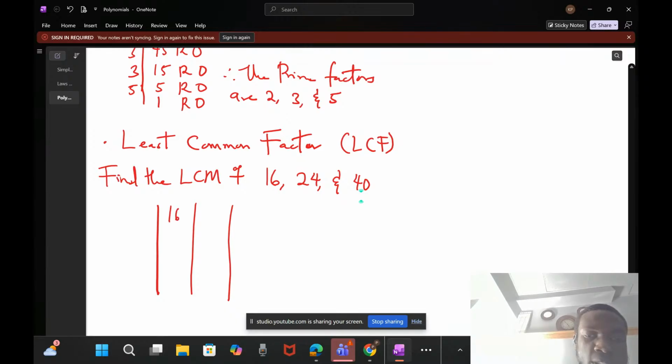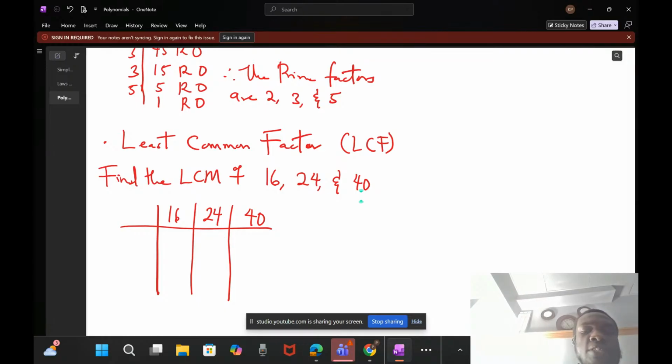So we have 16, 24, and 40. Okay, so now let's first start dividing by 2. So 16 divided by 2 will give us 8. 24 divided by 2 will give us 12. 40 divided by 2 will give us 20.